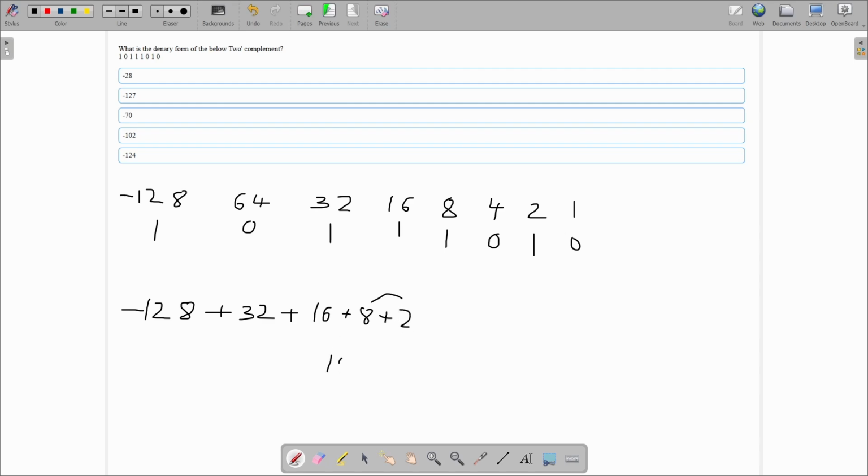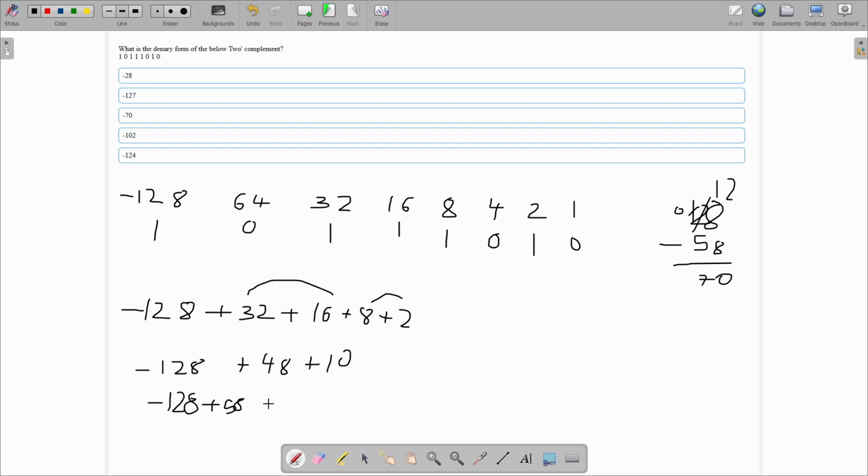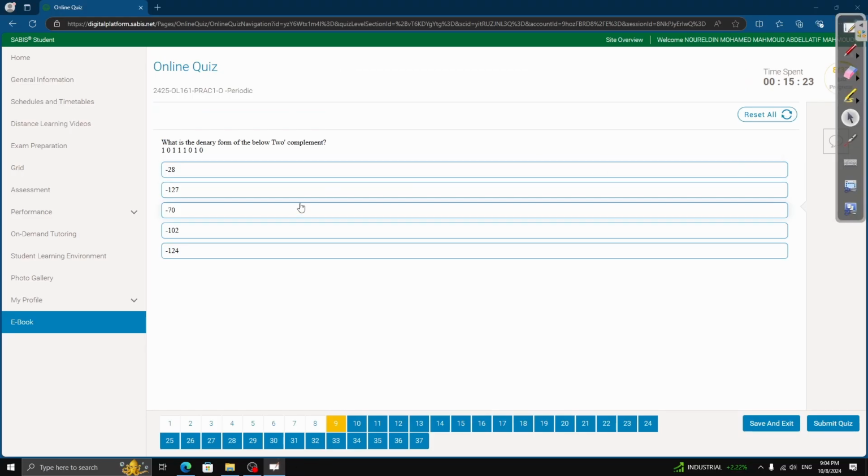Add these two, you get 10. Add these two, you get 48. And this negative 128, this gives you 58, which gives you the answer negative 70. Therefore, we choose this one.